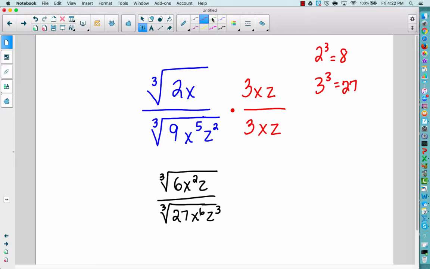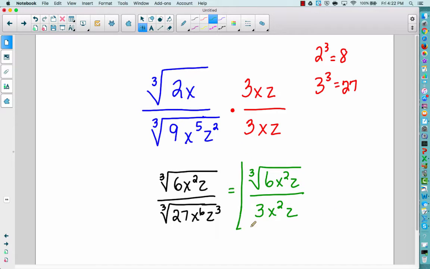All right, I'm going to simplify. So now the top does not simplify in this case. And the bottom becomes 3x squared z. And that would be my final answer. I know it looks funny, but you did a great job simplifying if you got all through that.